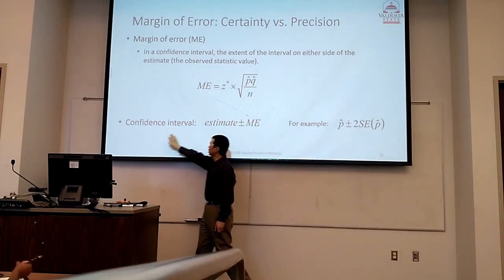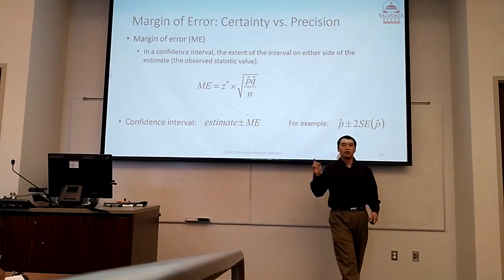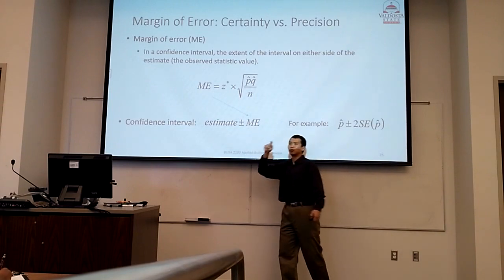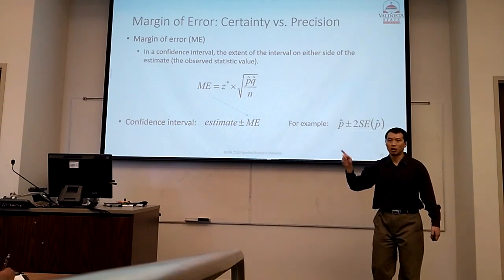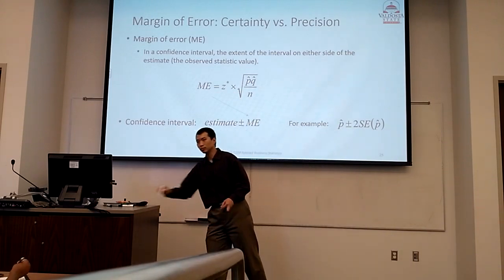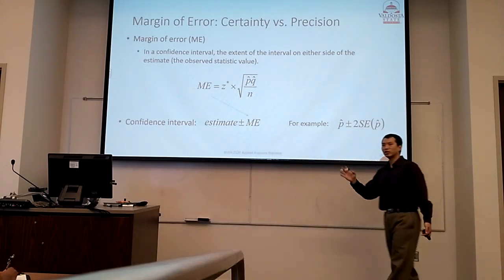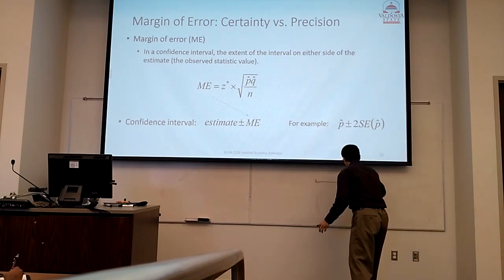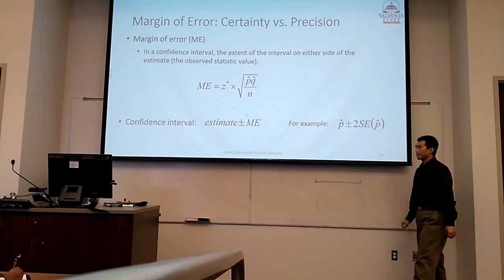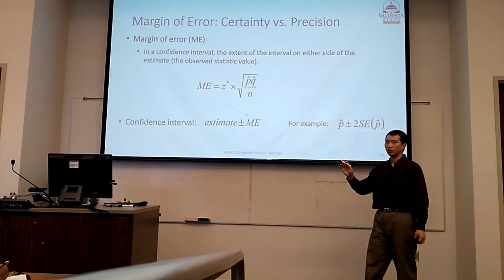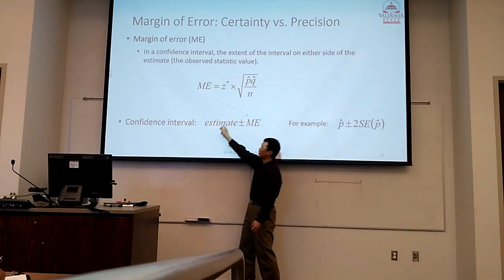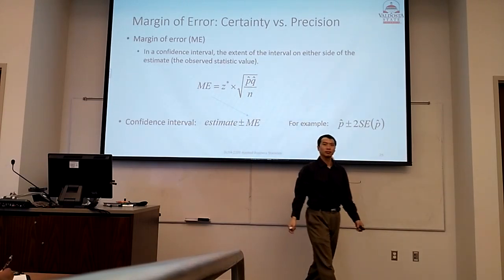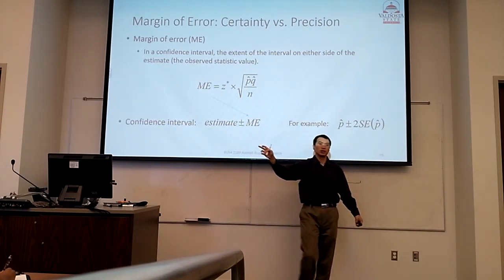And here, this is the general format for the confidence interval. It's the estimate plus and minus the margin of error. We already discussed the confidence interval, that's the interval that we constructed. Okay? So how do we construct this confidence interval? Firstly, we need to have this estimate. What is the estimate? This estimate is our sample statistic.